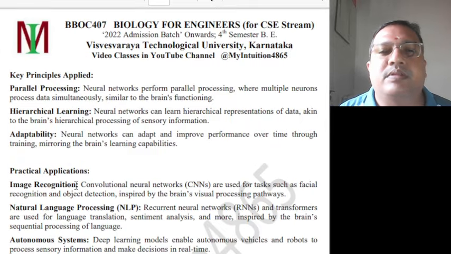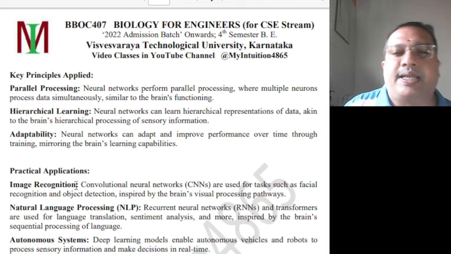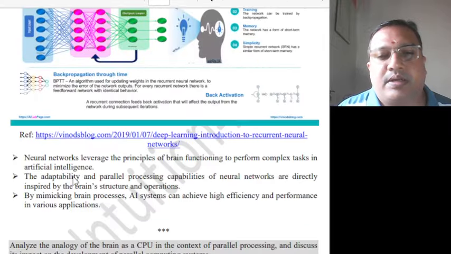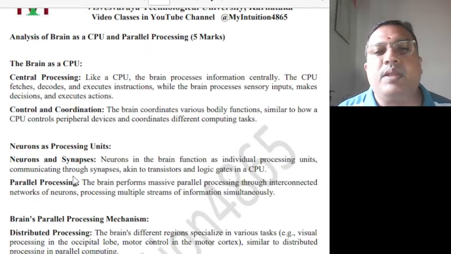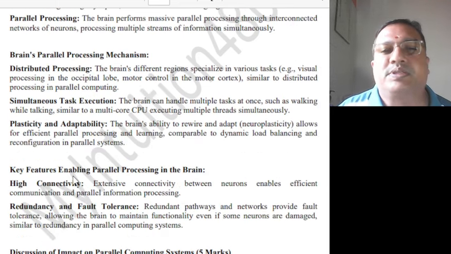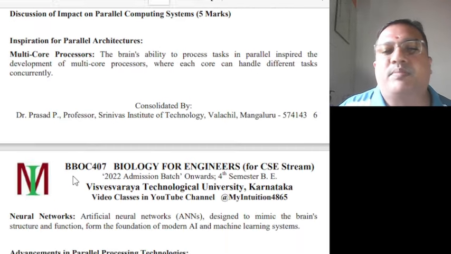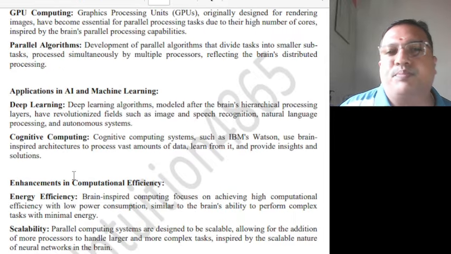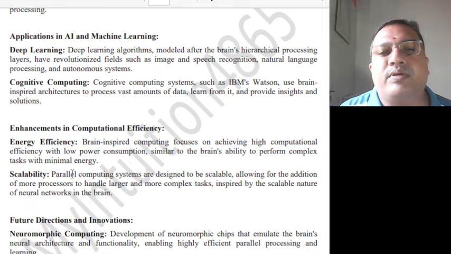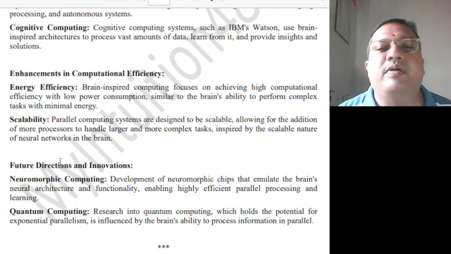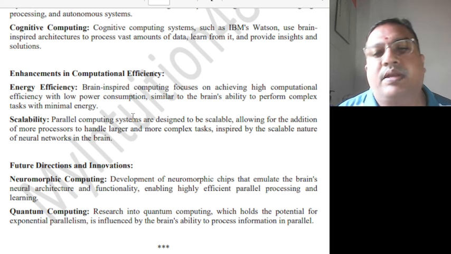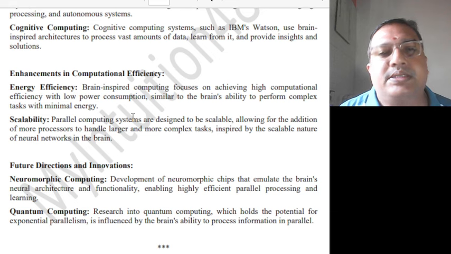This is how things are connected: parallel processing, hierarchical learning, image recognition, natural language processing, then AI, distributed processing. All these terms, multi-core processing, GPU computing, parallel algorithms, deep learning, cognitive computing, are terms that computer science students already know. Therefore, it is very easy for you to score marks. Nothing to worry about thinking that it's biology. It's not biology as such.